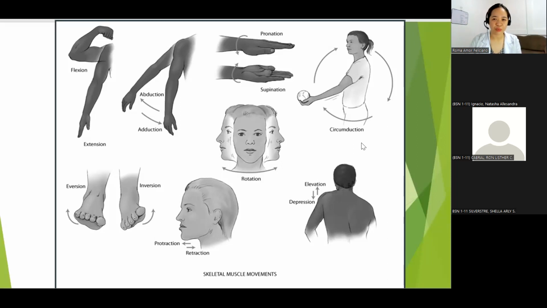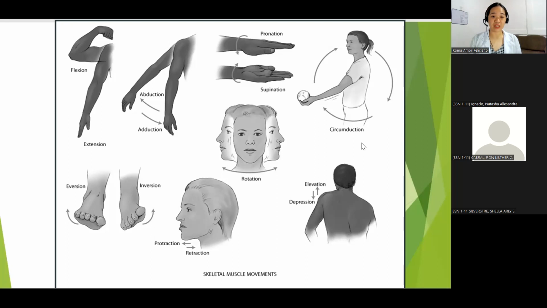Sinabi sa'yo ng prof mo or ng doctor, no? There is elevation of the shoulders. Ano ibig sabihin nun? Elevation is pagtaas ng kanyang shoulders. Naka-elevate ang kanyang elevation of the left shoulder or elevation of the right shoulder. And pag sinabi namang depression, merong 2 types ng depression na.